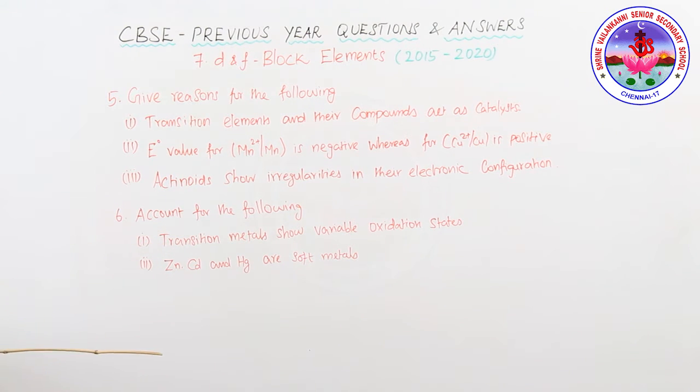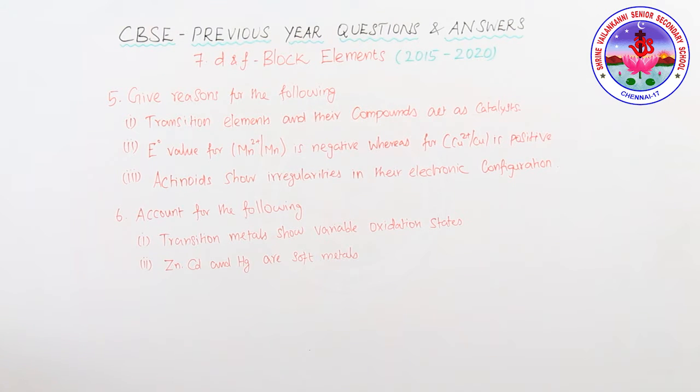For example, manganese has an outer electronic configuration of 3d5 4s2. So it shows +2, +3, +4, +6, +7 oxidation states due to the participation of the 4s and the 3d electrons. That is why it shows the highest oxidation state in the 3d series, that is the +7 oxidation state. I'll repeat this. Transition metals show variable oxidation state because electrons from both s and d orbitals take part in the bond formation.